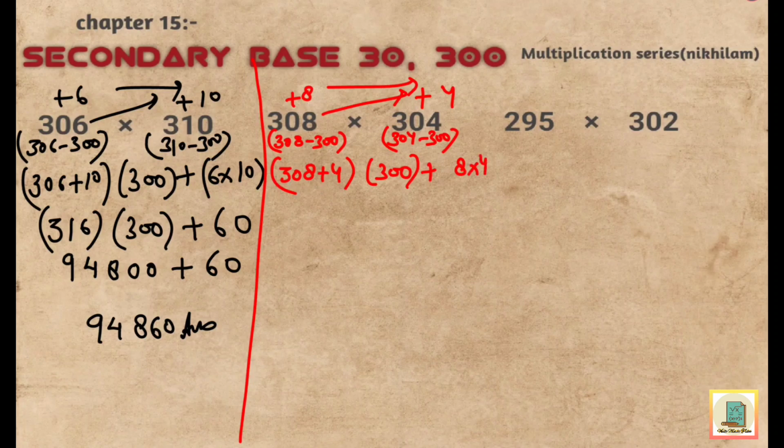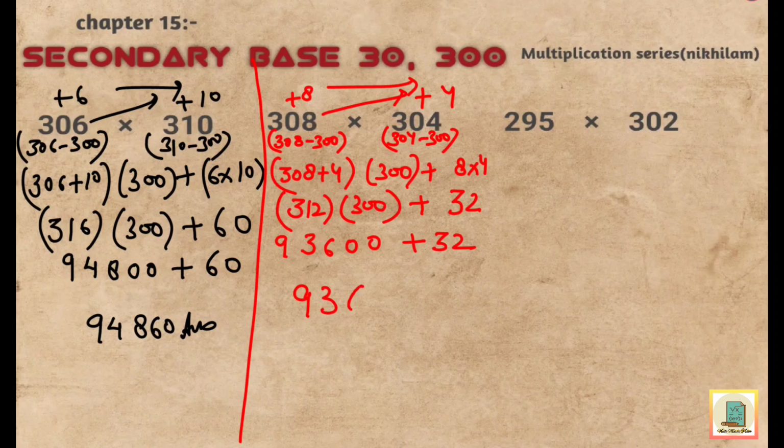So 308 plus 4 gives you 312. Multiply by 300 plus 8 4s are 32. So 300 multiplied by 312 gives you 93,600 plus 32. So the final answer is 93632.